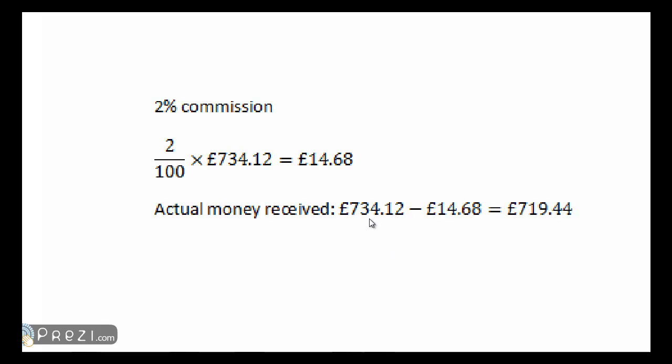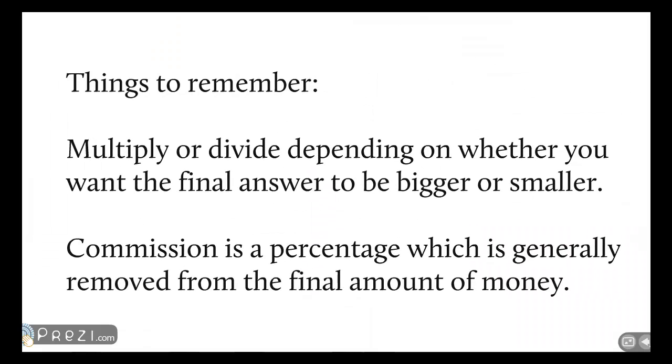So for example, the 734.12 pounds that we had before, they would subtract off the commission, the 14.68 pounds, and you'd end up with 719.44 pounds. So they've taken some money off, and that's their fee for having done the currency conversion for you. So, things to remember. Multiply or divide depending on whether you want the final answer to be bigger or smaller, and that depends entirely on the currency exchange. The commission is a percentage which is generally removed from the final amount of money.